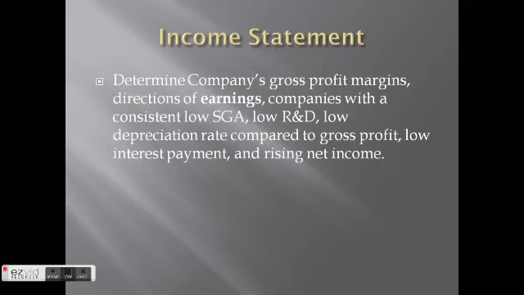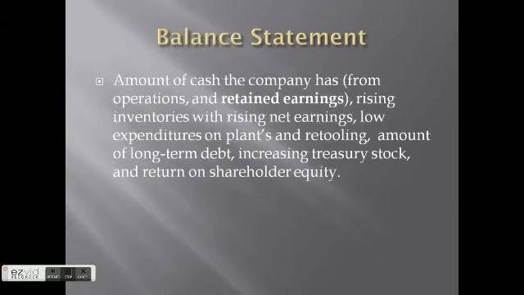So the first major entry is the income statement. In the income statement, he's basically looking at the gross profit margins, the direction of the earnings, specifically companies with low costs for manufacturing the earnings, low research and development to make these earnings, low depreciation rate and comparing this low depreciation rate to the gross profit. He looks for companies with low interest payments because that usually denotes low debt loads, and of course rising net incomes. So after going through these various portions of the income statement, he then looks at the balance statement.